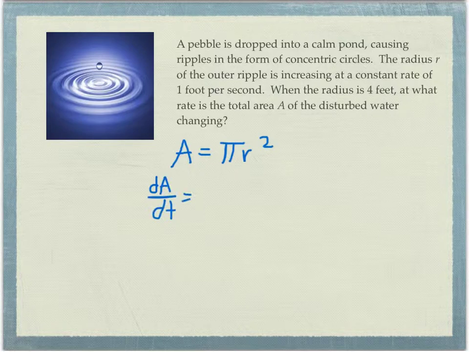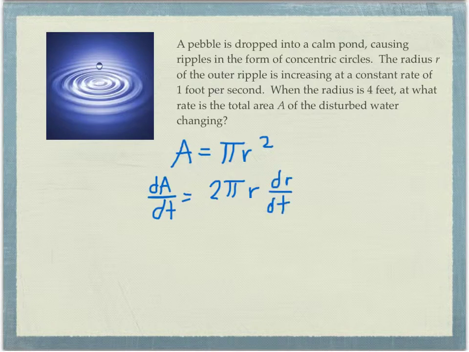Now on the right side here, remember that pi is a constant. So in a sense, I can pull that pi out of there or just include it in my calculations here. So the derivative of r squared, of course, would be 2r. I'm going to just put that 2 out in front there, so it's going to be 2 pi r. But now here's our implicit differentiation in action. I have to say dr over dt.